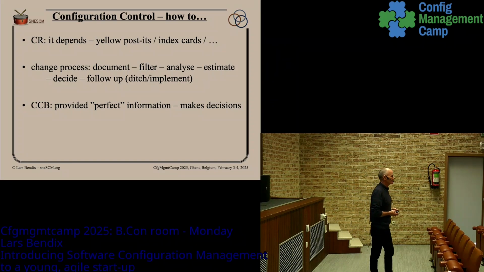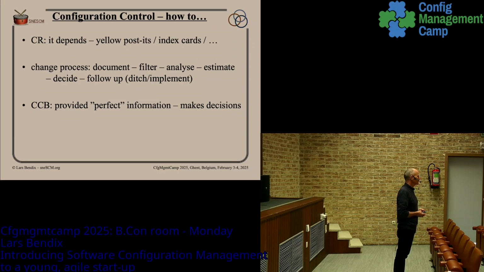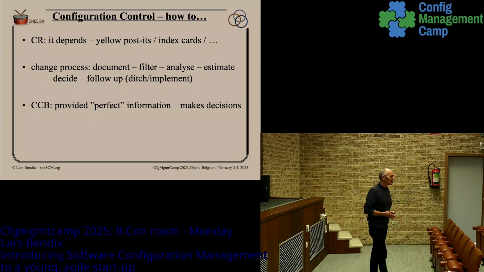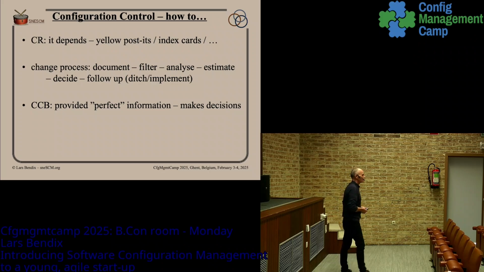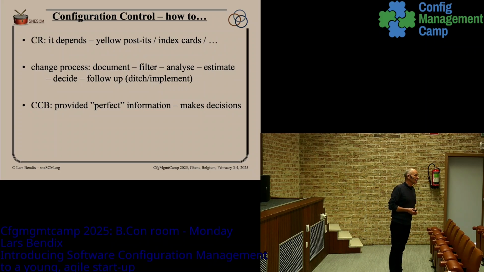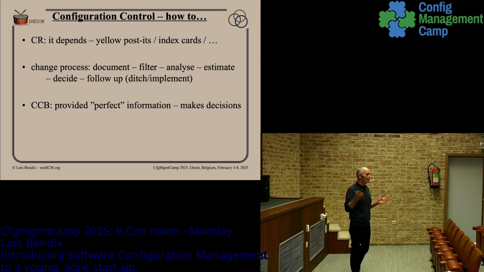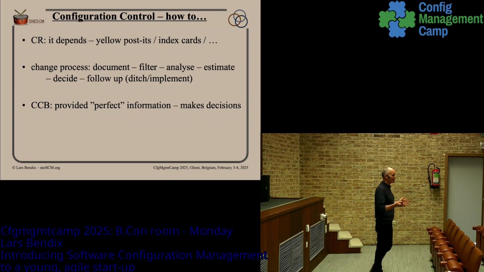A CCB on an Agile project, well, basically it's these 4 guys standing in front of the whiteboard discussing what is it that we should do, what is it that is important, what is it that we should plan in the next sprint. If you work in a more traditional company, if you develop software for control, software for nuclear power plants, you will probably do it in a slightly different way. But the concepts and principles are exactly the same. So you still need to document, filter, analyze, estimate, and decide.